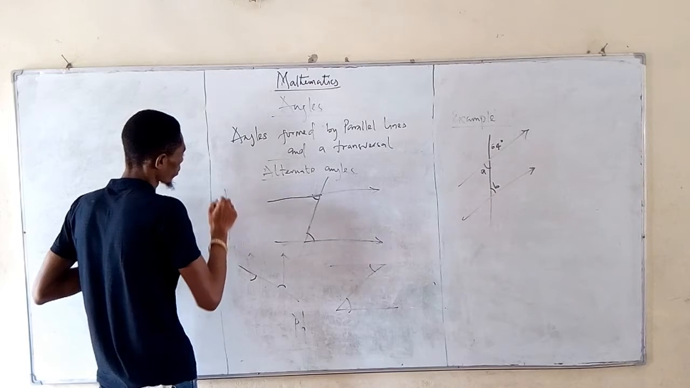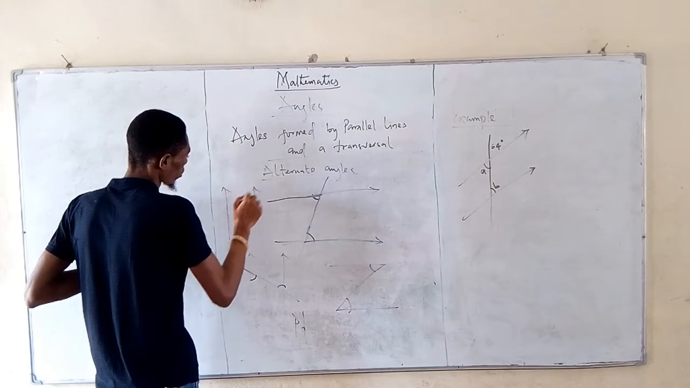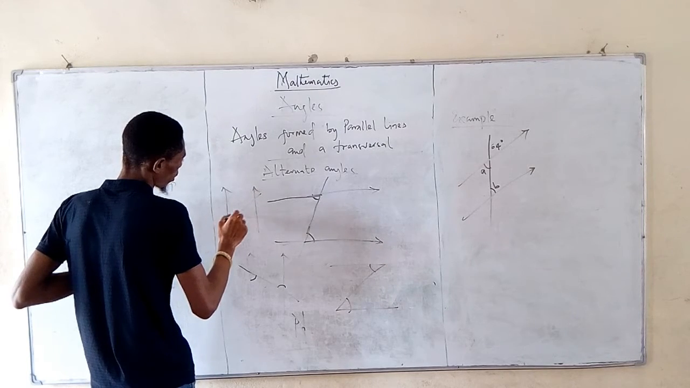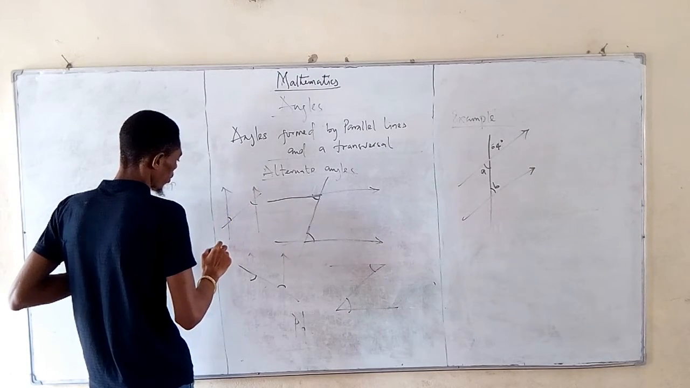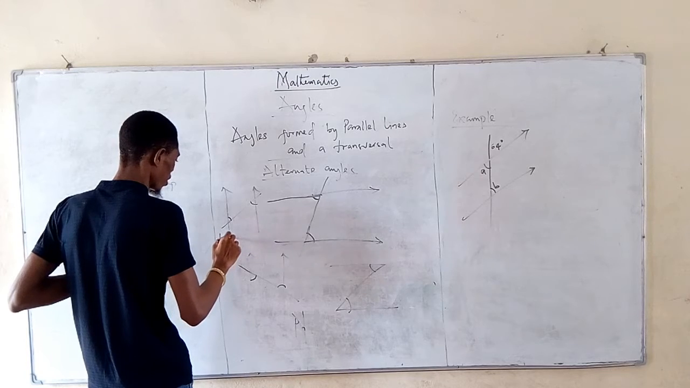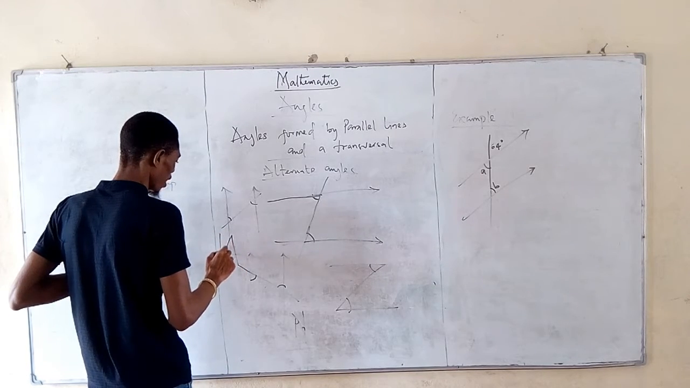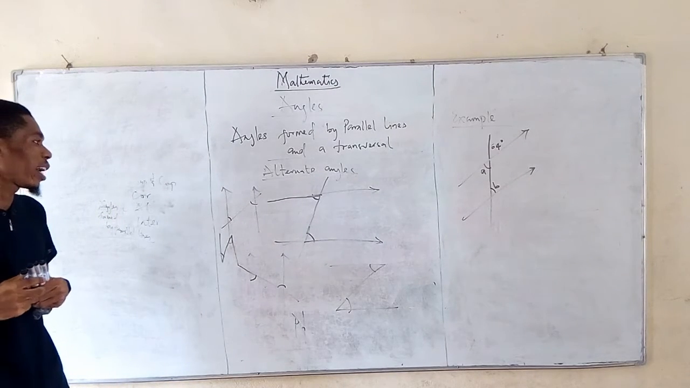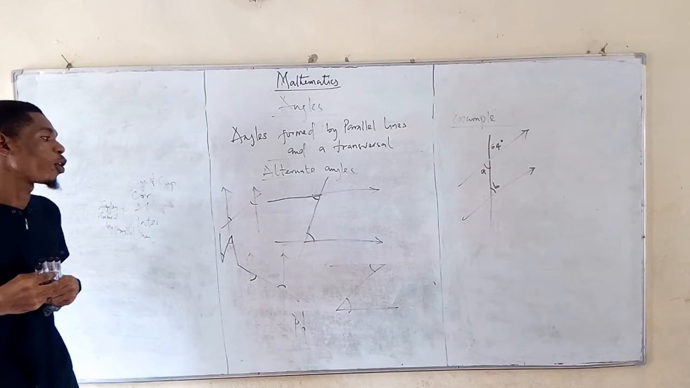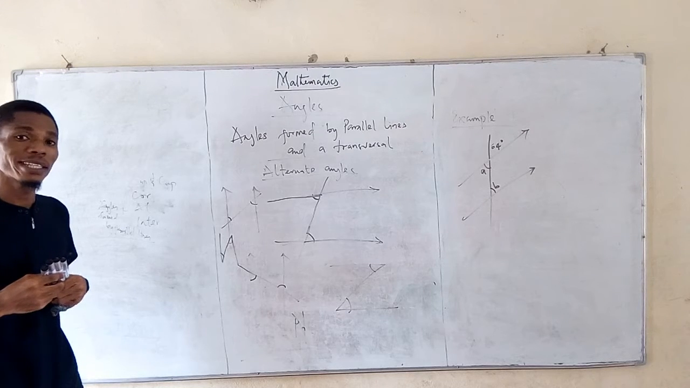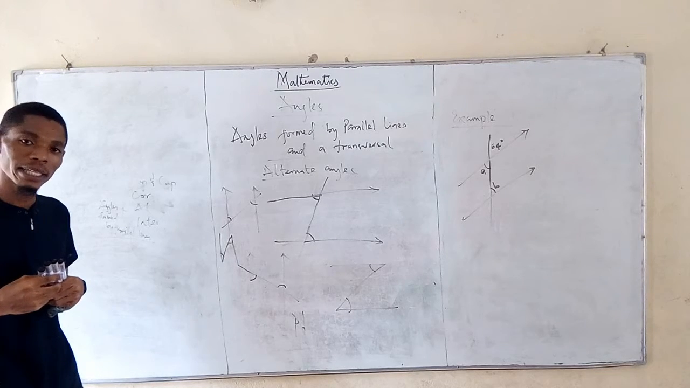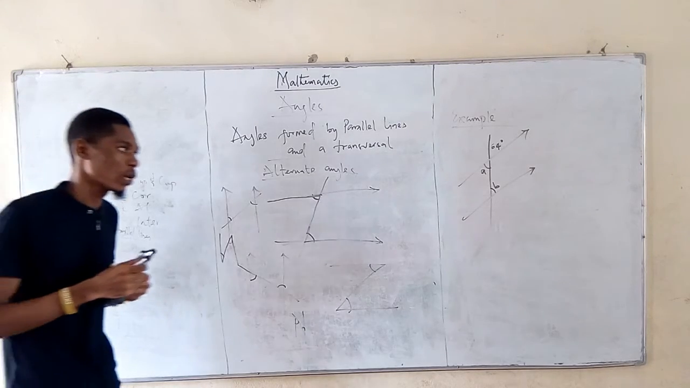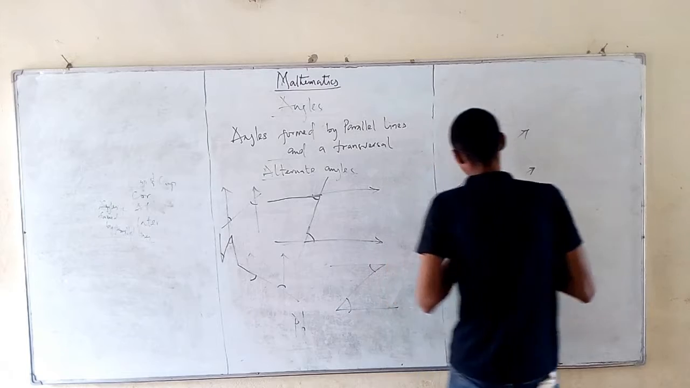Something like this. This one and this one, they are alternate because the shape formed looks like this, sort of like an N shape also. So they are alternate angles. When the angle formed looks like a Z or an N, it is alternate angles, and they are equal.